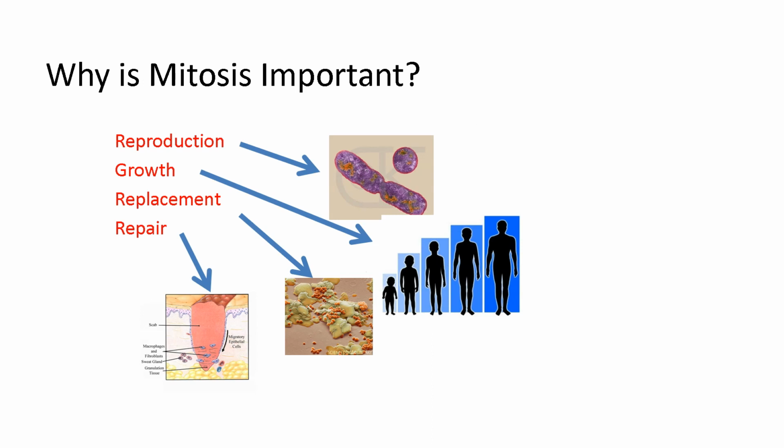Again, why is mitosis important? Here's your 4 blanks. Reproduction, asexual reproduction. Not technically mitosis, though, for at least prokaryotes. That's just a cell cycle. Growth, replacement, your intestines, blood cells. I mean, everything needs to be replaced, your skin. And then repair. Yes, of course, we do live life. We get scrapes and bruises.